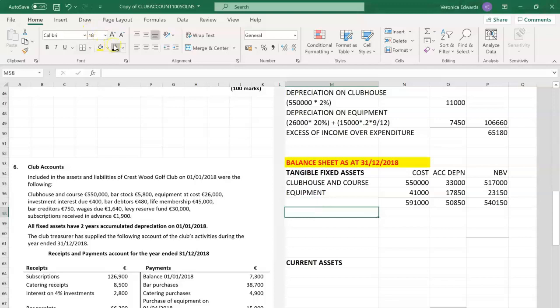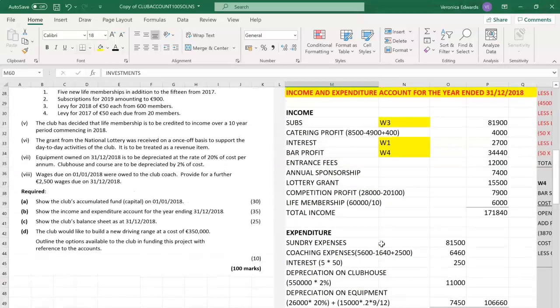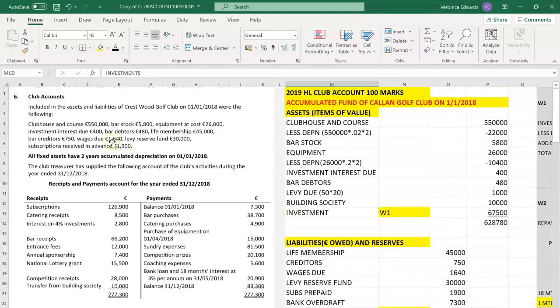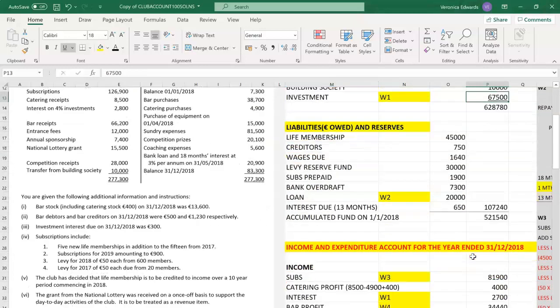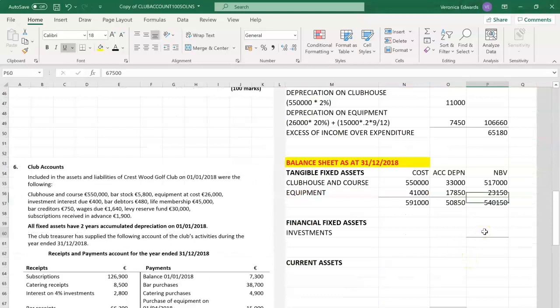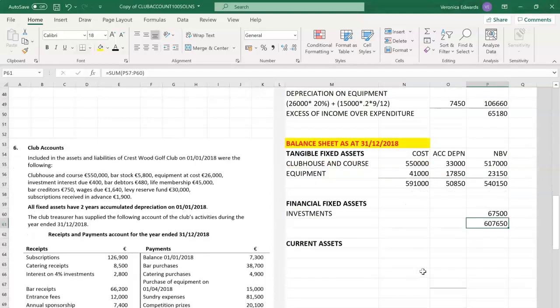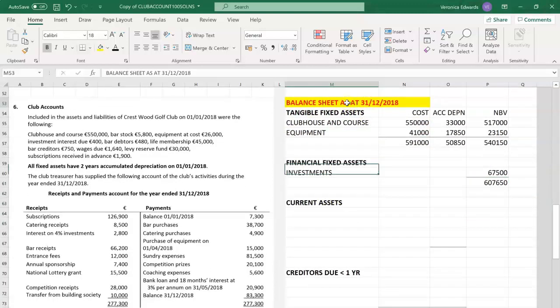Okay, so they are the tangible fixed assets, but there's another type of fixed asset as well, what we call a financial fixed asset. Now, financial fixed assets essentially are long-term investments. And if you remember, as we worked our way through the question here, we discovered that we had investments at the beginning of the year, and we would still hold those investments at the end of the year. Remember, we established that we had investments amounting to 67,500 at the beginning of the year. We need to include them here as well because you still held them on the 31st of December. So your total fixed assets amount to 607,650.